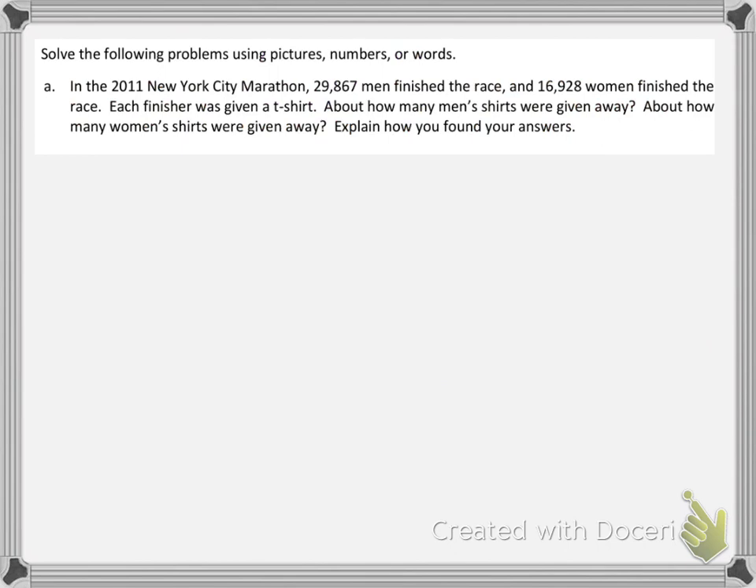All right, in this word problem, we have in the 2011 New York City Marathon, 29,860 men finished the race, and 16,928 women finished the race. Each finisher got a t-shirt. About how many men's t-shirts and about how many women's t-shirts were given away?